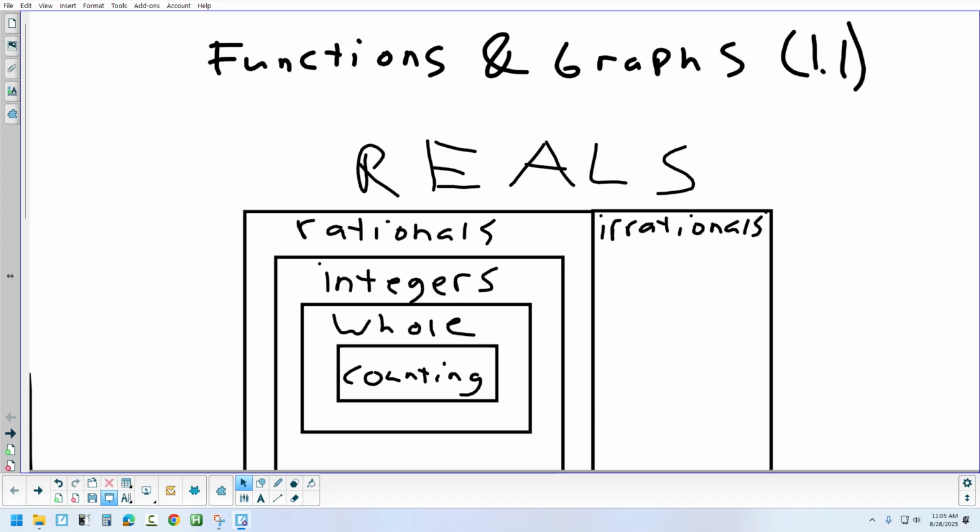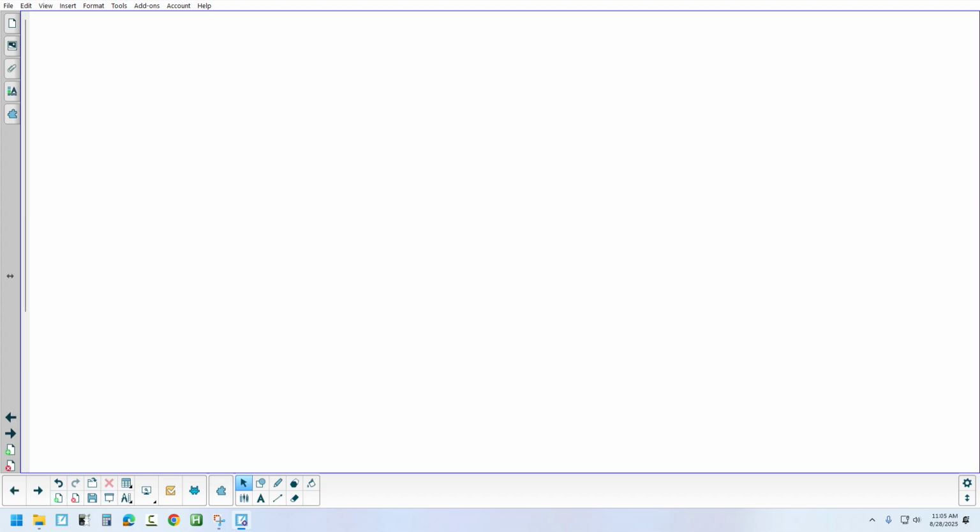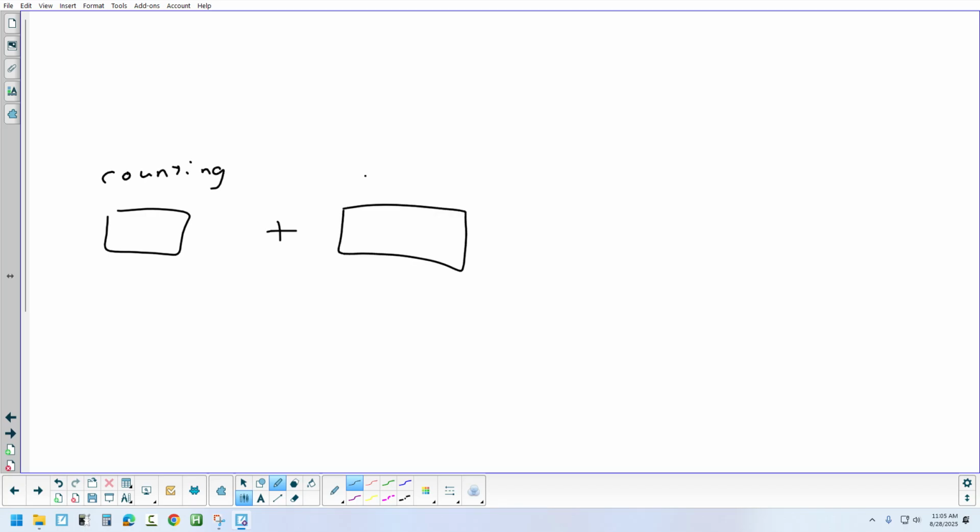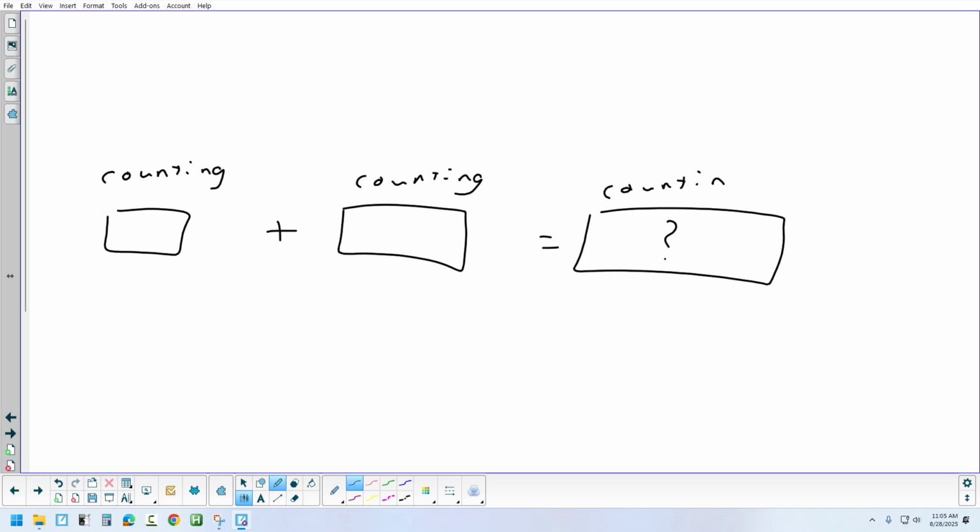Even more basic, let's just talk about addition. Okay, we'll start nice and simple. Let's say in that box, you pick a counting number. And then in that box, you pick another counting number. The question I have is, what ends up in that box, will it also be a counting number?